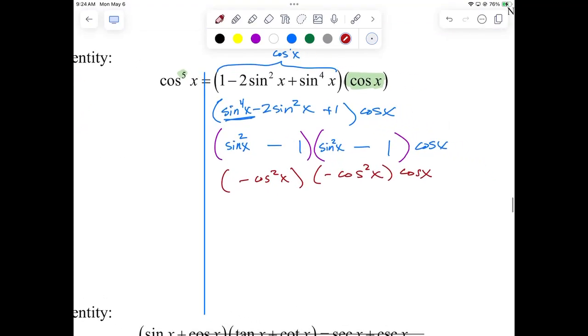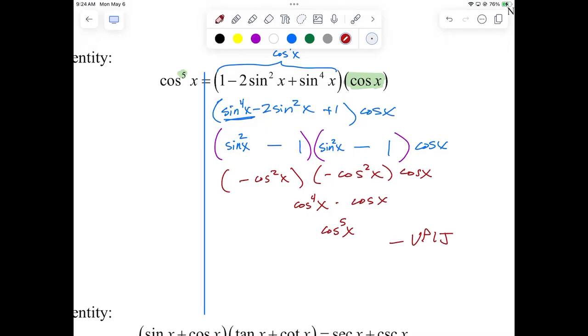Now I think we got it. What's the negative times the negative? So I got cosine to the 4th of x, positive, times cosine of x, right? Negative times negative is positive. Cosine squared times cosine squared is cosine to the 4th. And now what's cosine to the 4th times cosine? Cosine to the 5th of x. Uppage. Factoring. You got to recognize factoring.